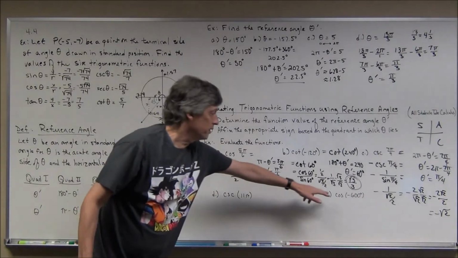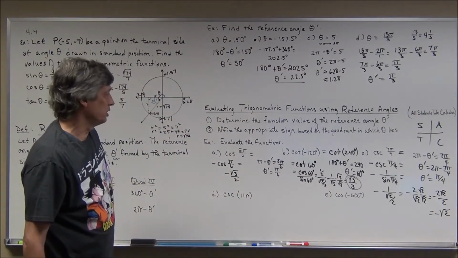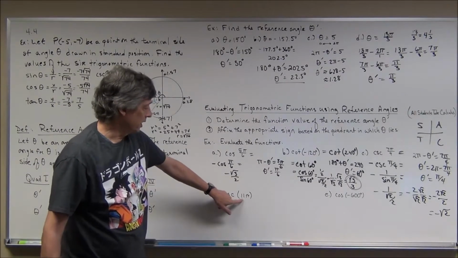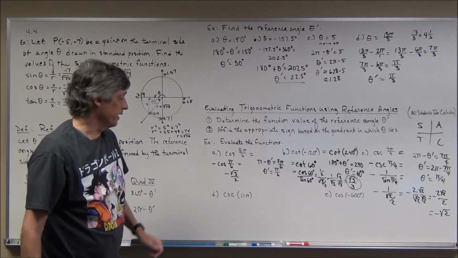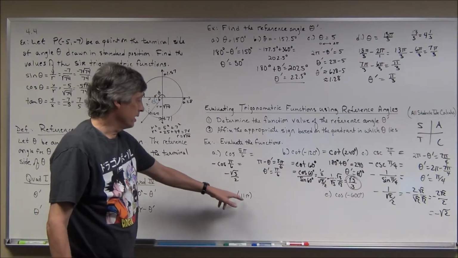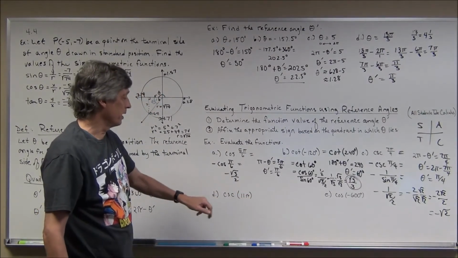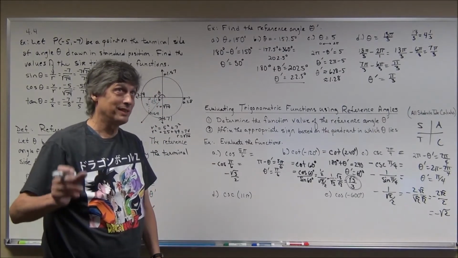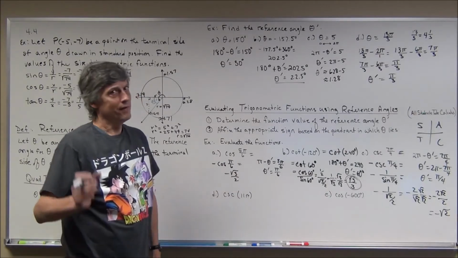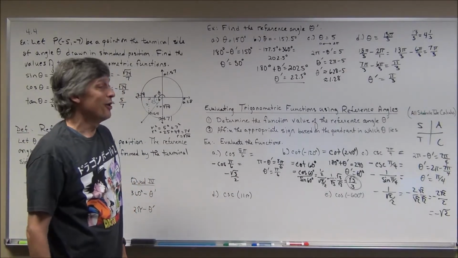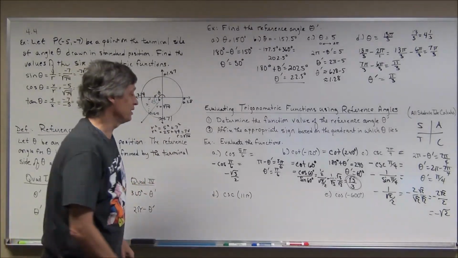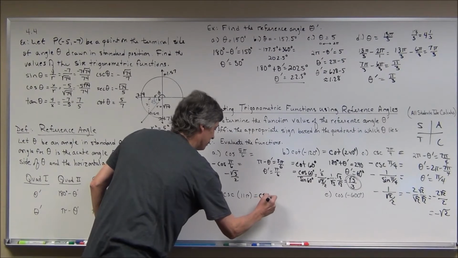I picked these last two because these angles are clearly not between 0 and 2 pi, or 0 and 360. This is 11 pi. I need to find a coterminal angle, so I'm going to start subtracting 2 pi. 11 pi minus 2 pi, 9 pi, too big. 9 pi minus 2 pi, 7 pi, too big. 7 pi minus 2 pi, 5 pi, too big. 5 pi minus 2 pi, 3 pi, still too big. 3 pi minus 2 pi is pi. I'm telling you that this is the same as the cosecant of pi.